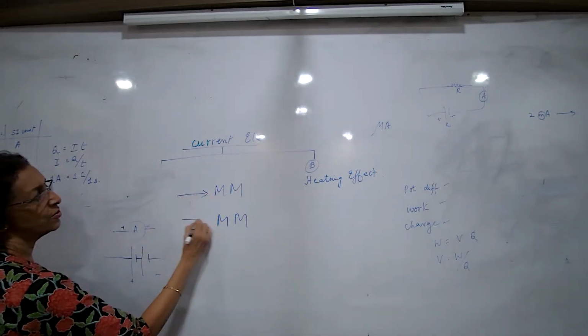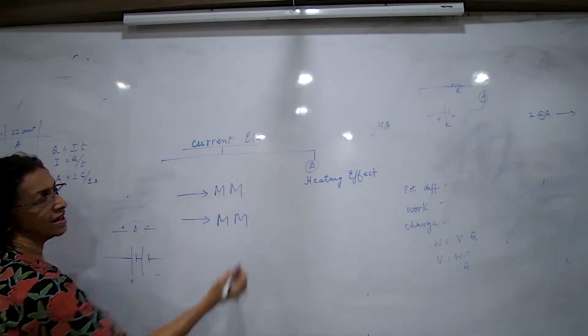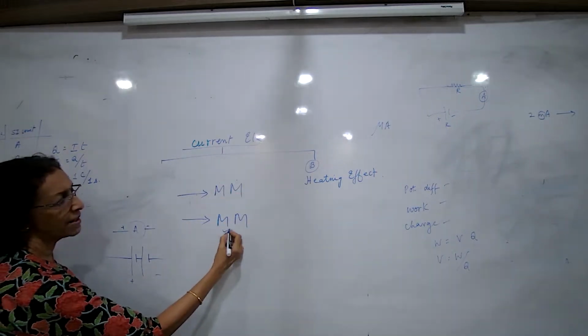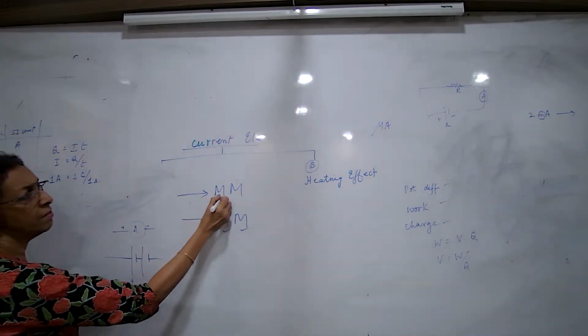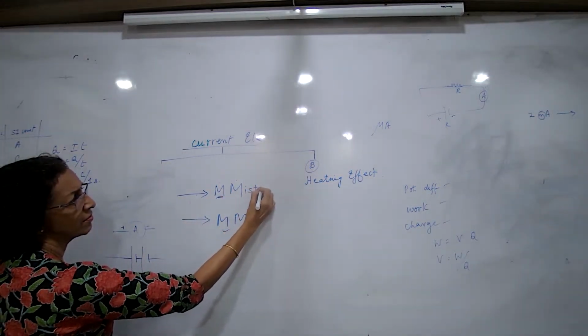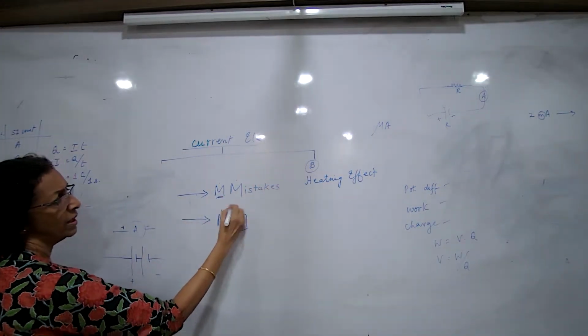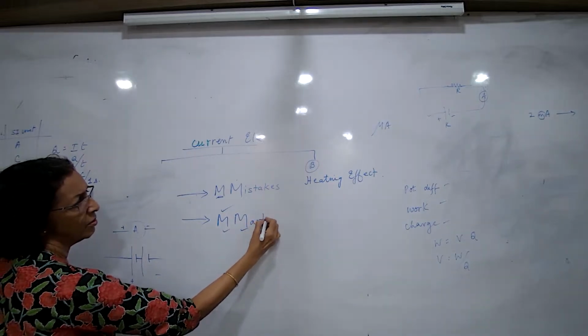I want you to minimize mistakes so that you can maximize marks. Do you understand? 4 M's you should remember. Why are you losing marks? It's because you're making mistakes. Maybe a big mistake, small mistake, whatever it is. If you minimize the mistakes, automatically you will maximize your marks.